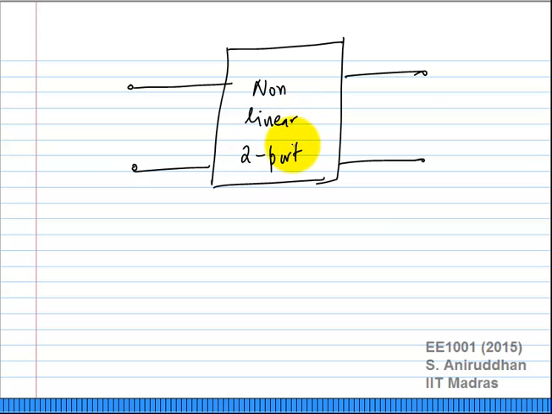Suppose I have a nonlinear two-port. So far we have been looking at single elements whose current voltage relationship is nonlinear. Suppose I take a two-port which consists of these nonlinear elements and maybe some other linear elements also, let us say, maybe resistors and diodes to start off with, but it can be any nonlinear two-port. Can you do anything about this? You can extend the same thing which you did for the diode to this nonlinear two-port also.